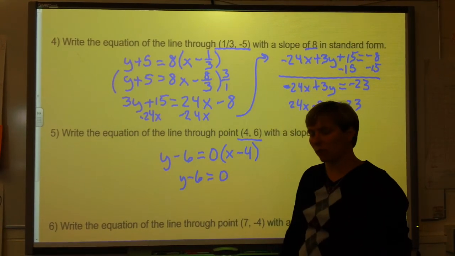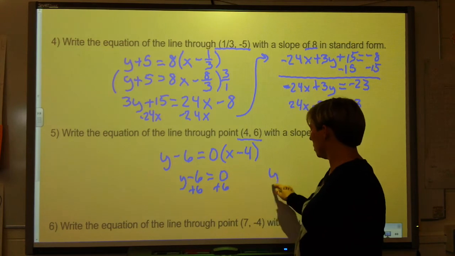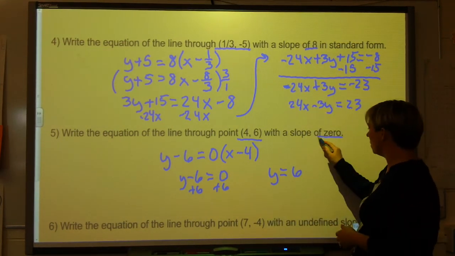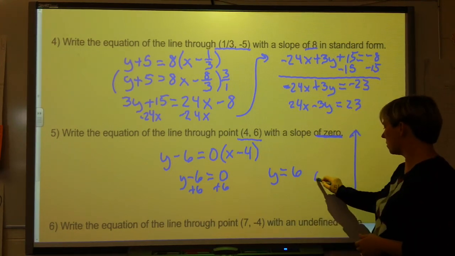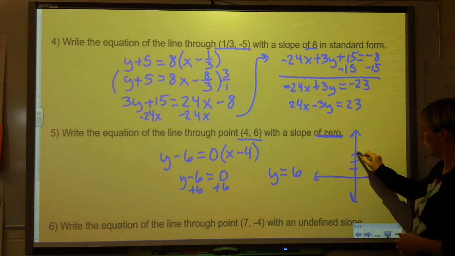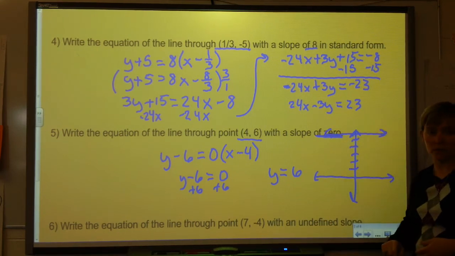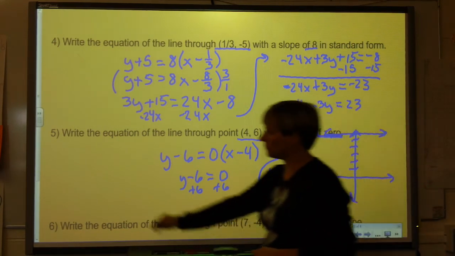So 0 times x minus 4 is going to give me 0. And if I solve for y, that means I'm going to add 6 to both sides. So I get the equation y equals 6. Does that make sense? Well, if I have a slope of 0, I am talking about the horizontal line right there. That would be my slope of 0, and that is the equation of my line.